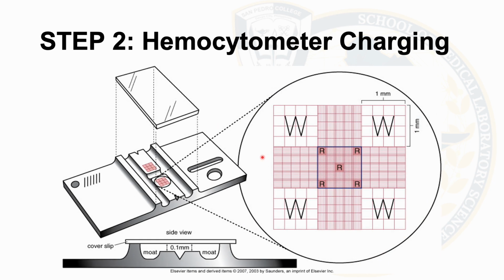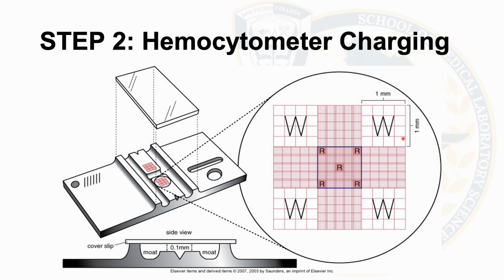So this one again is your hemocytometer. As you can see, it has a counting chamber here and a counting chamber on the other side. This is your cover slip. And this one is the moat. That's the term pala. The moat. The depth between the cover slip and your counting chamber is only 0.1 millimeter. Do not forget that one.